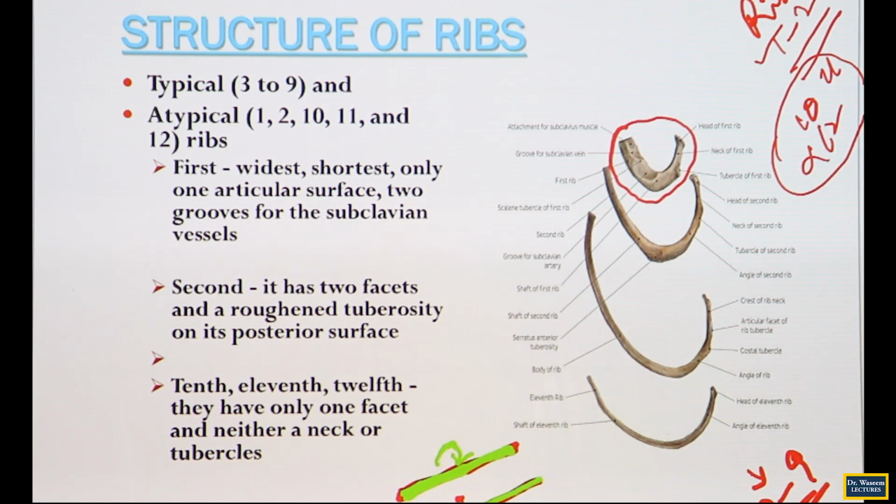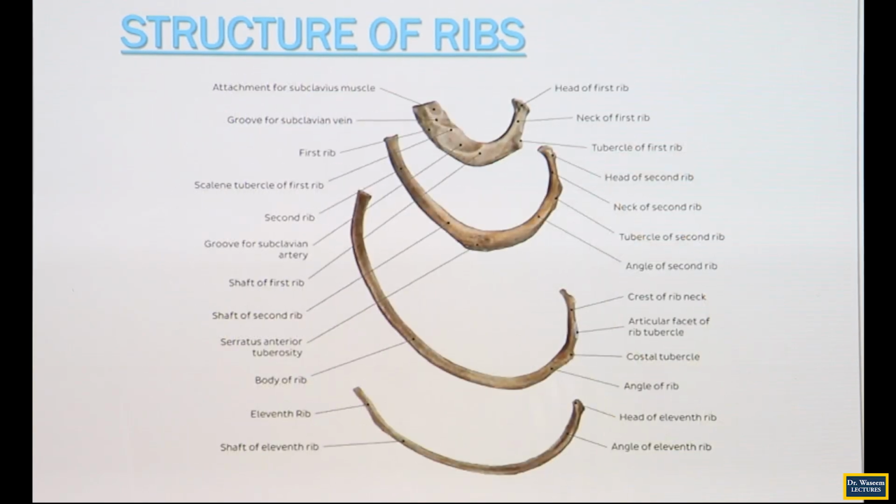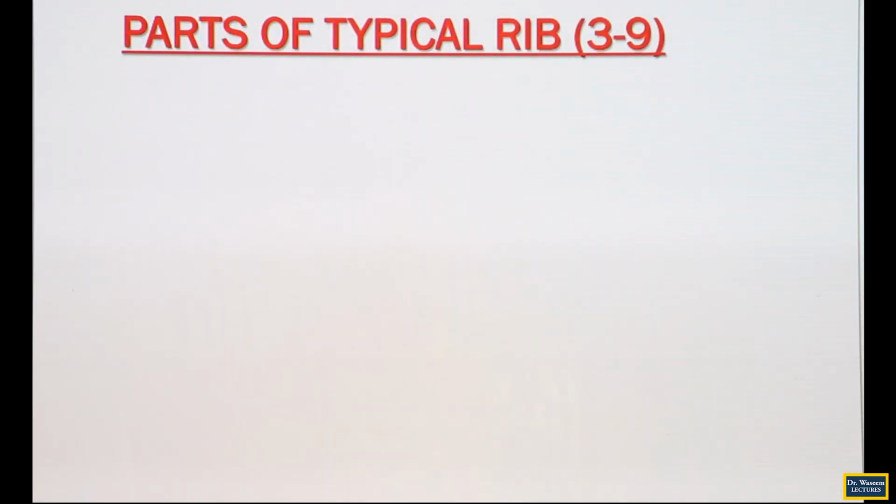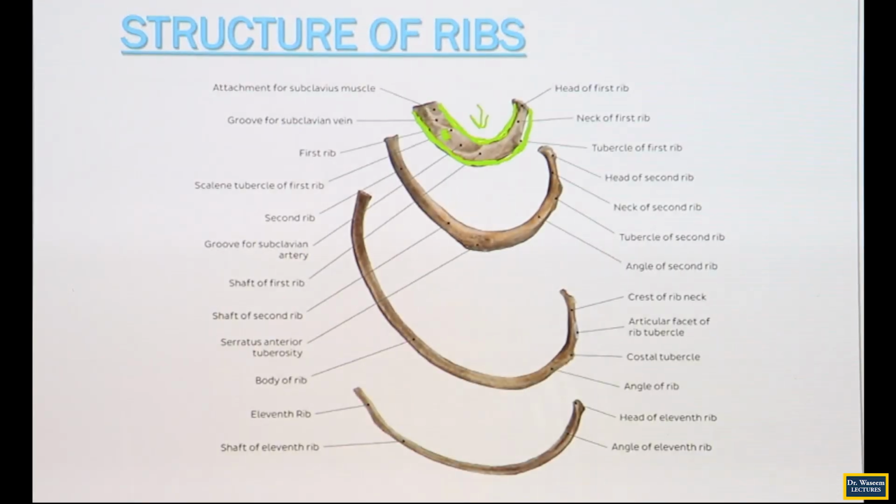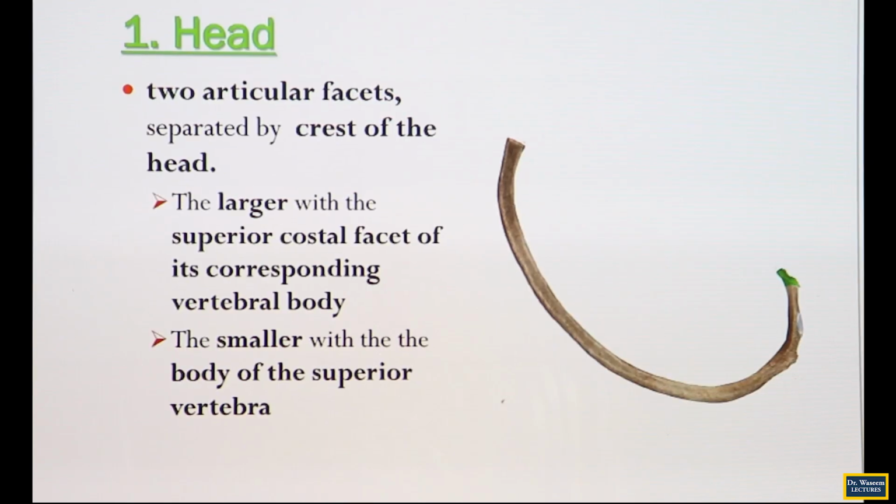But in case of the first rib, it is totally different. If you look at the first rib, it has the inner border and the outer border, and it has the upper surface and the lower surface. This is not present in any other ribs. So the first rib is important from this point of view. We will come to the first rib later, but we watch first the various parts of a typical rib.